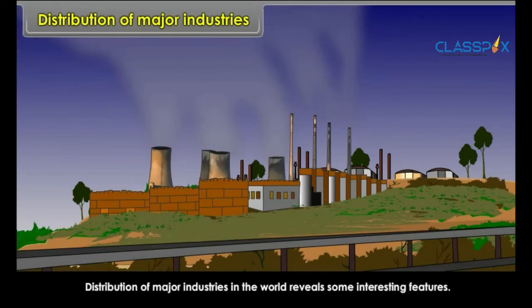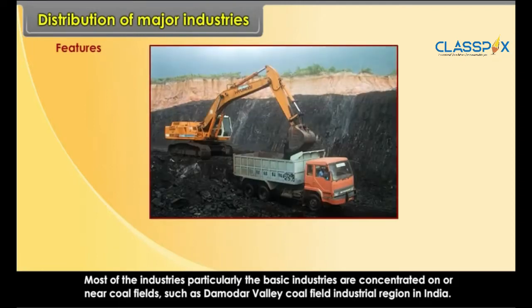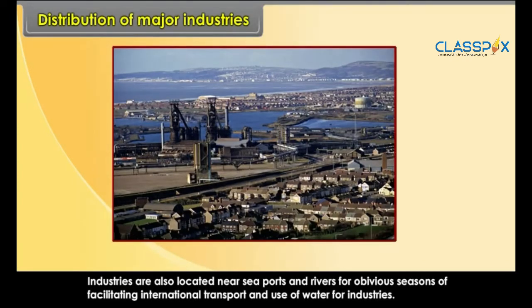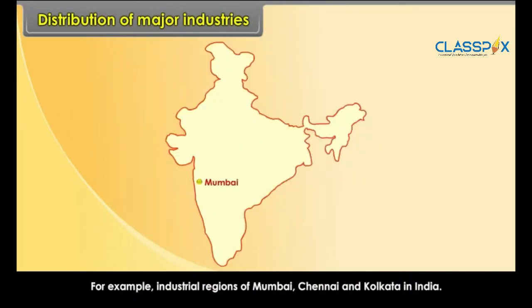Distribution of major industries. Distribution of major industries in the world reveals some interesting features. Most of the industries, particularly the basic industries, are concentrated on or near coal fields, such as Damodar Valley Coalfield Industrial Region in India. Industries are also located near seaports and rivers for obvious reasons of facilitating international transport and use of water for industries. For example, industrial regions of Mumbai, Chennai and Kolkata in India.